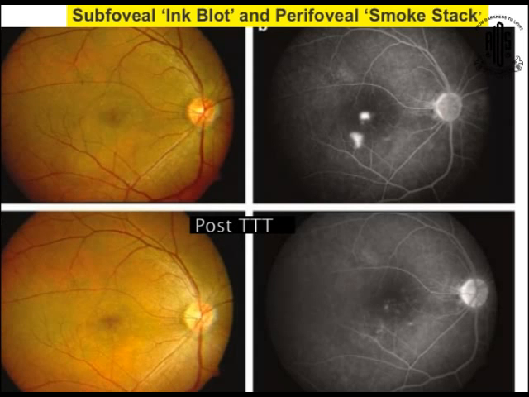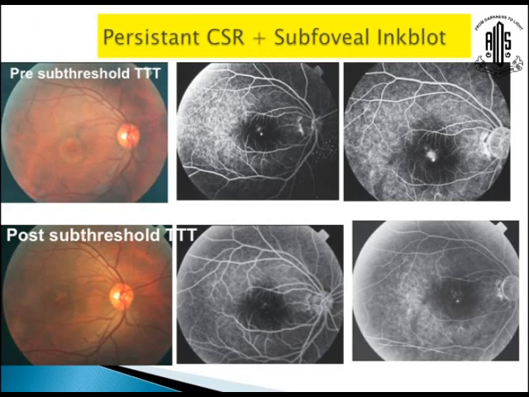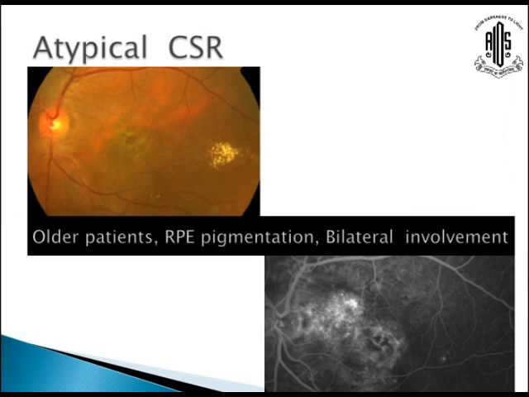Now the slight atypia starts here when you have a subfoveal ink blot and a perifoveal smokestack, which cannot be managed with a conventional focal laser. You have to go to either TTT or PDT, which will be discussed later. So, the post-TTT photograph showing complete regression. Again, persistent CSR more than 6 months with subfoveal ink blot leakage. Again, it's an atypical feature. We have to resort to one of the non-conventional methods of management.